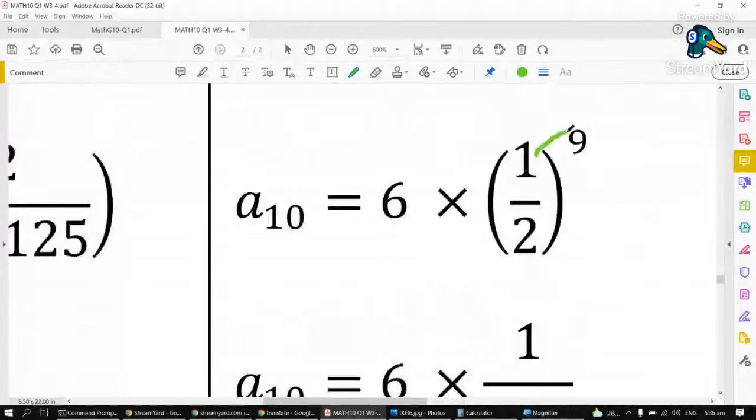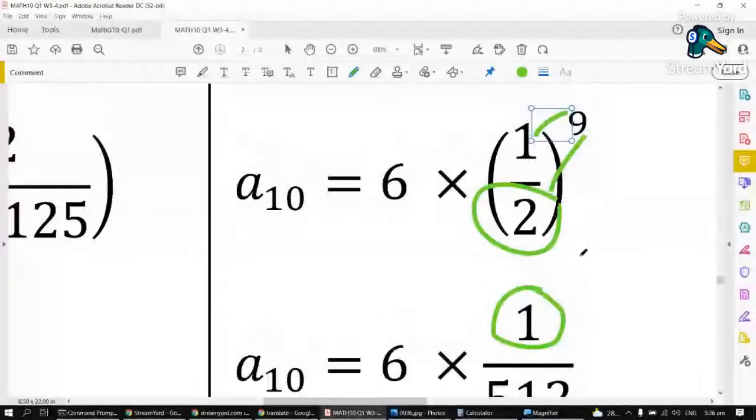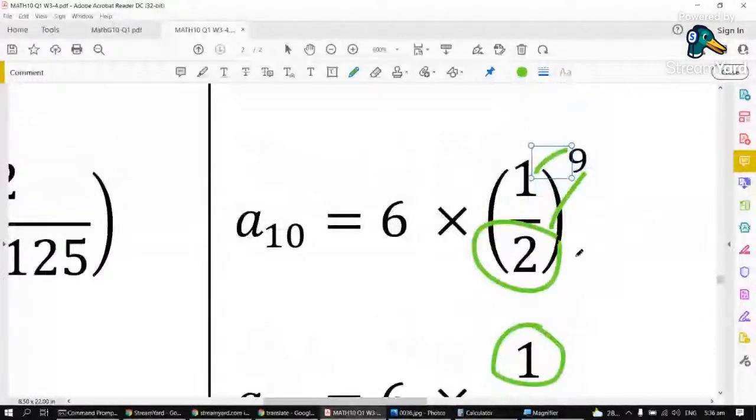So, 1 to the 9th power is 1 times 1 times 1 times 1 times 1 times 1. So, ang 1, kahit ilang beses natin i-multiply sa sarili niya, that's equal to 1. And ang 2 to the 9th power is na-compute na natin kanina yan. 2 times 2 times 2 times 2 times 2 is 512.